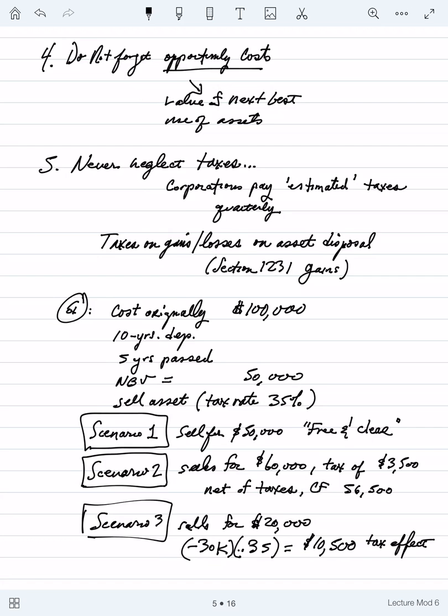Let's just call that the tax effect, right? So the net cash flow for this particular scenario would be, okay, my selling price, $20,000, plus my tax savings, right? $10,500. So $30,500 is the actual net cash flow from that situation. So you've got to pay attention to taxes, right?